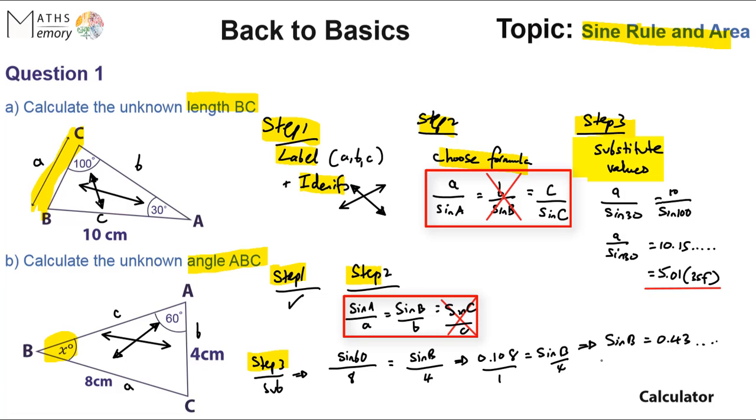So now we shift sine this. We do sine minus 1 on 0.43. To find an angle, you always have to shift it. We'll get an answer of 25.7. 25.7 to 3 significant figures. And that's how you would do this question over here.